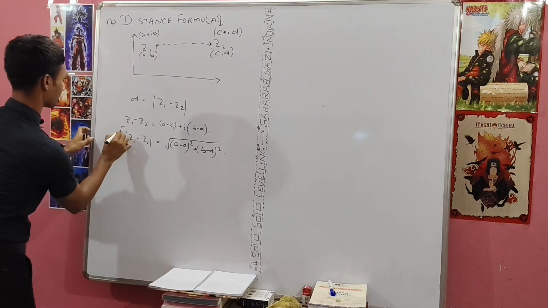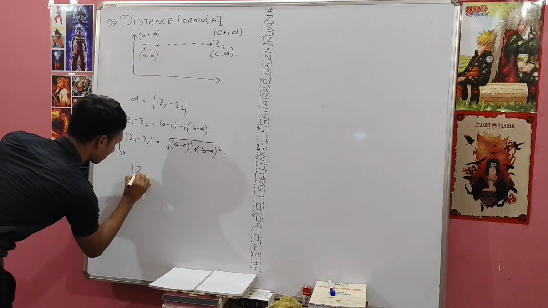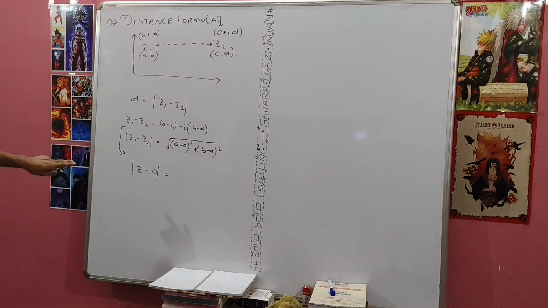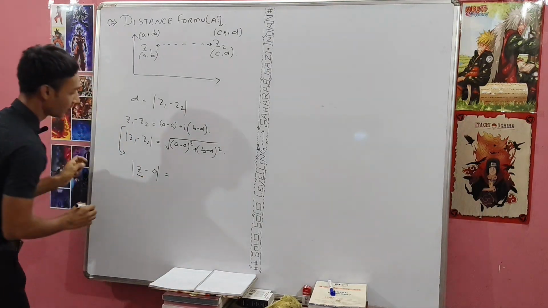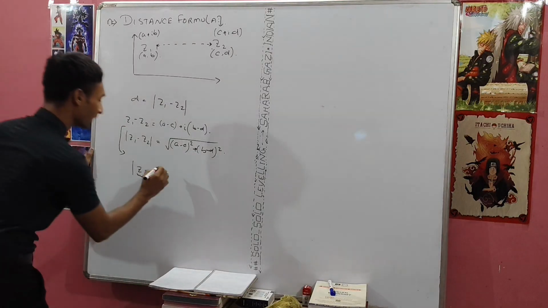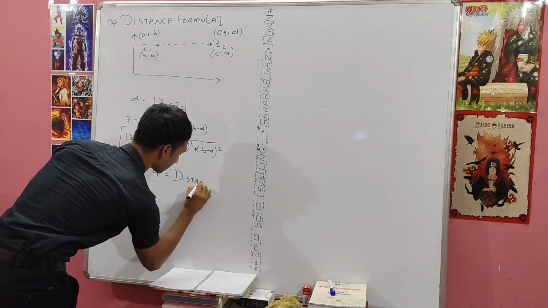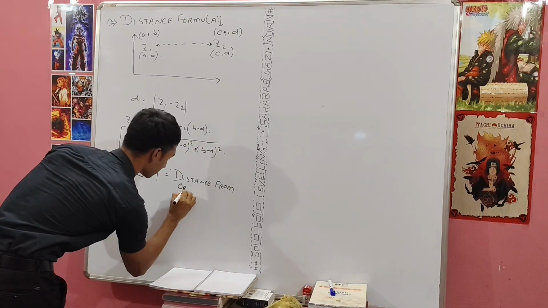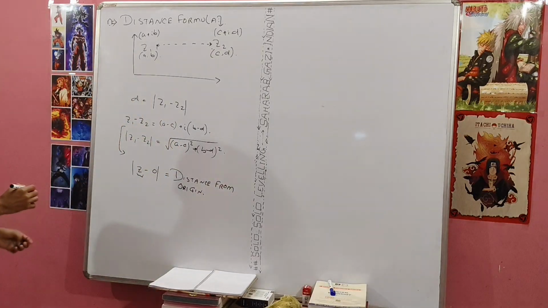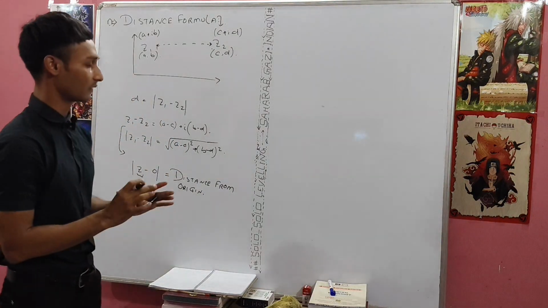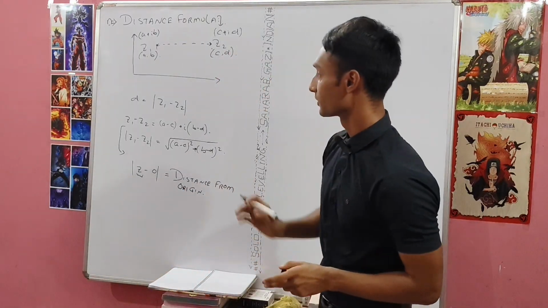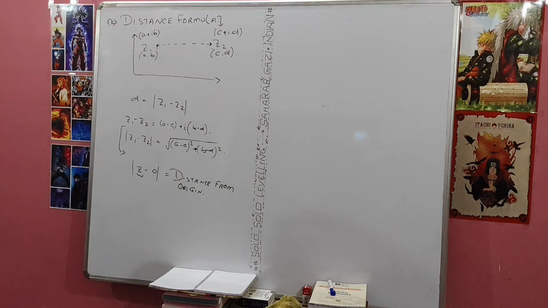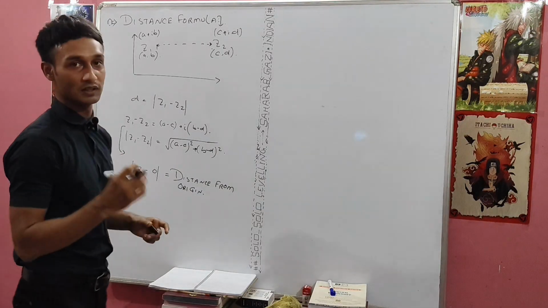I hope it's done. Now mod of z, we already studied it. It's nothing but the distance of this complex number z from the origin. So mod of z is nothing but the distance from the origin. Okay, we will solve a problem based on this, a mixture of two theories, that is this and nth root of unity based problems.